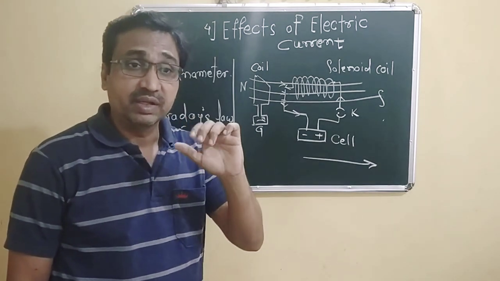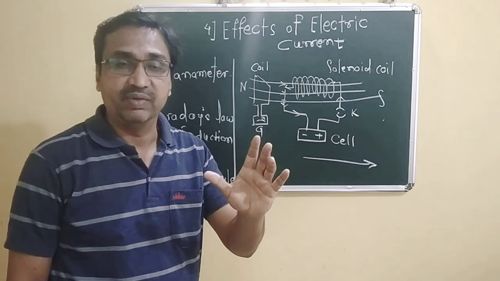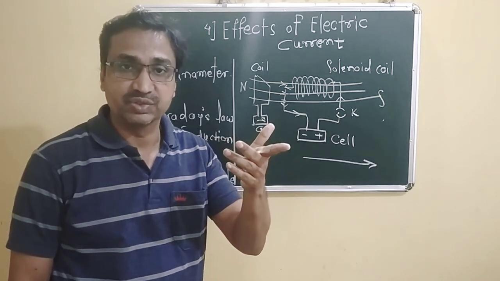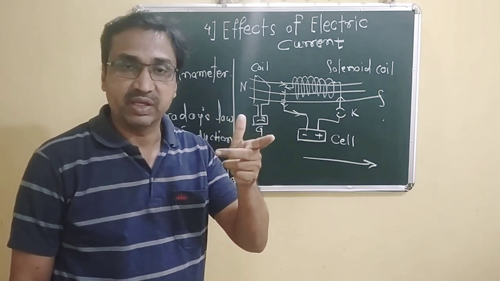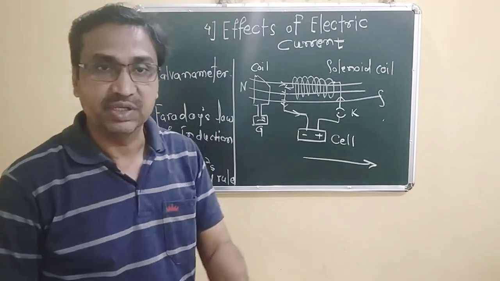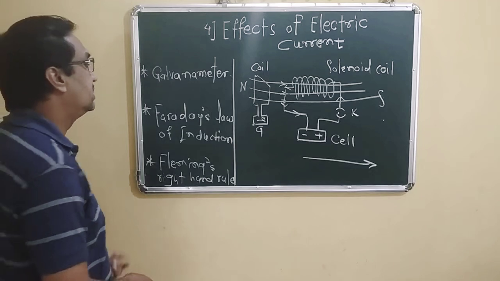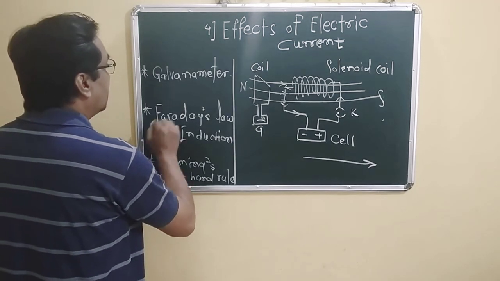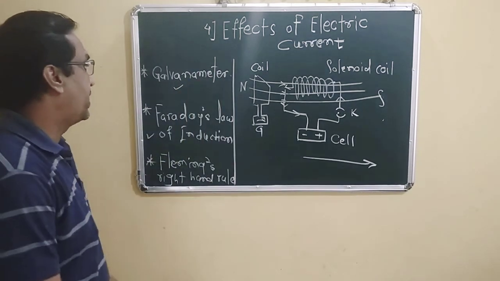Okay, when a current carrying conductor is placed in a magnetic field, it changes the magnetic lines of forces, it cuts the magnetic lines of forces, and due to this the electric current is produced in it, and that is nothing but Faraday's law of induction. So what is Faraday's law of induction?